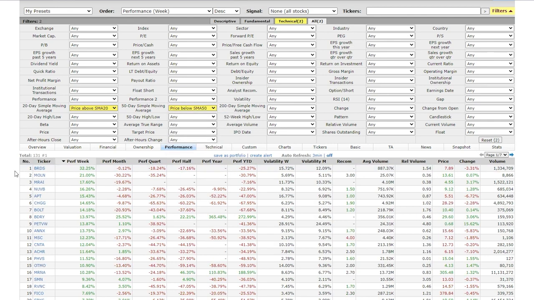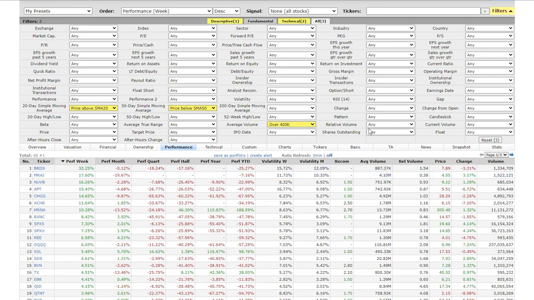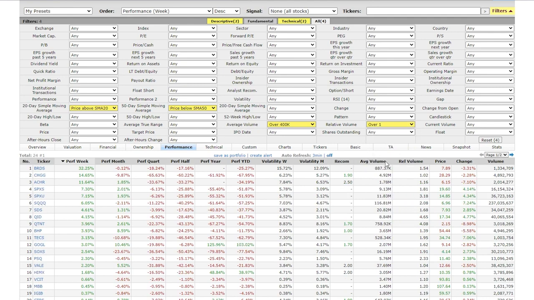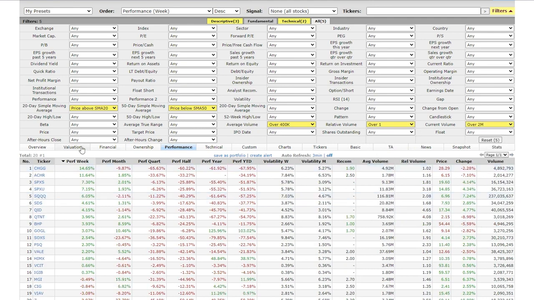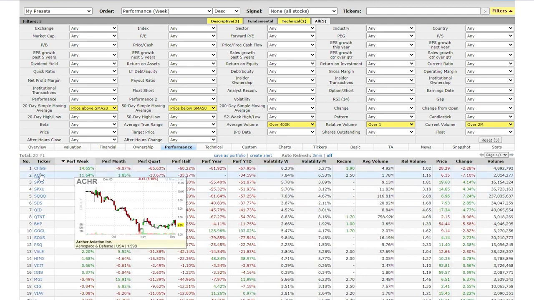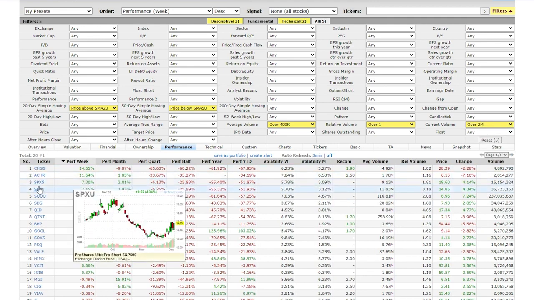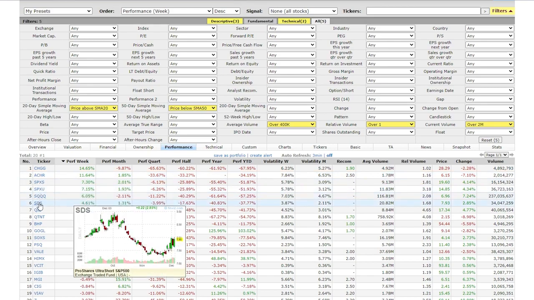Then we want an average volume of over 400K, telling us this stock has a lot of activity, and then we want the relative volume over 1, telling us it's higher than normal. Then we want a current volume of over 2 million. As you can see, it gave us a lot of different charts that went down recently, but are looking to bounce off the moving average and to start heading upwards.